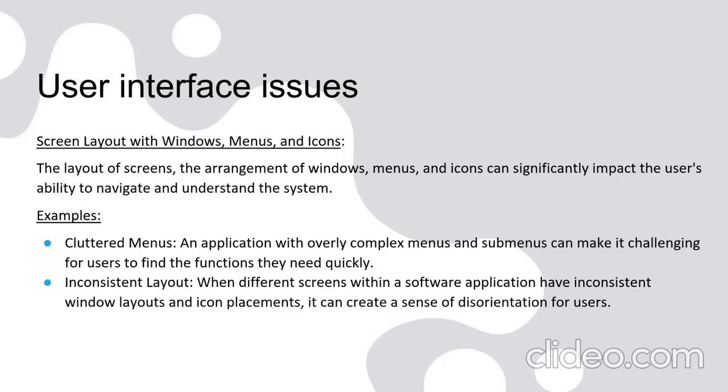Some examples are cluttered menus and inconsistent layout. For example, with cluttered menus, if the application is overly complex with menus, submenus and options given to the user, it can make it challenging for users to find the function they need quickly and to get their work done efficiently using those menus. And inconsistent layout means that different screens within a software application have inconsistent window layouts and icon placements. It can create a sense of disorientation for users.